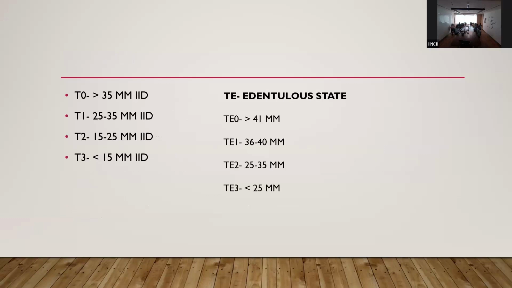Then we come to the gradings. Generally there are two types of gradings, one in a dentate patient and one in an edentulous patient. More than 35 millimeters inter-incisor distance is considered normal, that is grade 0, no trismus. As it becomes more severe, less than 15 millimeters is considered as grade 3. And in the edentulous state, it is more than 41 millimeters for grade 0 and less than 25 millimeters for grade 3.